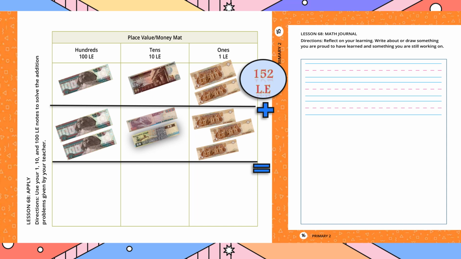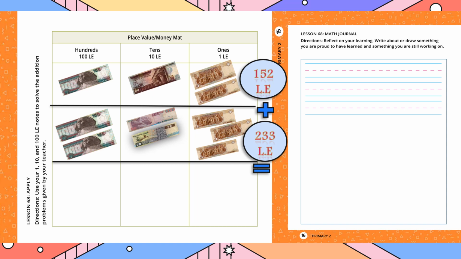In hundreds, we have 100 plus 100 equals 200 pounds. In tens, we have 10 and 20. 10 and 20 equals 30. So 200 plus 30, 230. In ones, we have 1 plus 1 plus 1 equals 3. So 230 plus 3 equals 233 pounds or 233 LE.